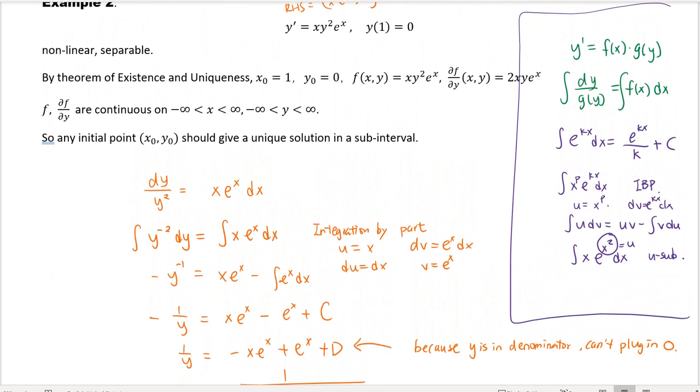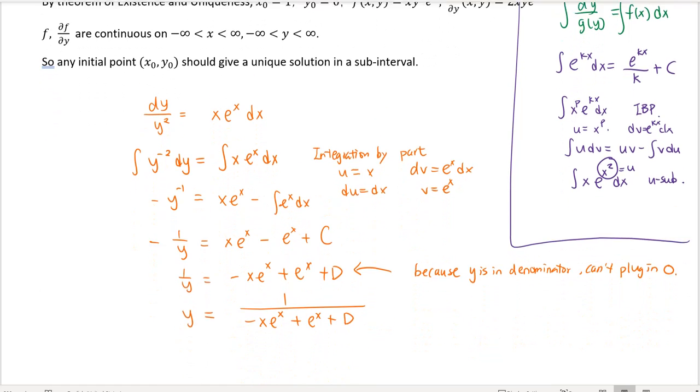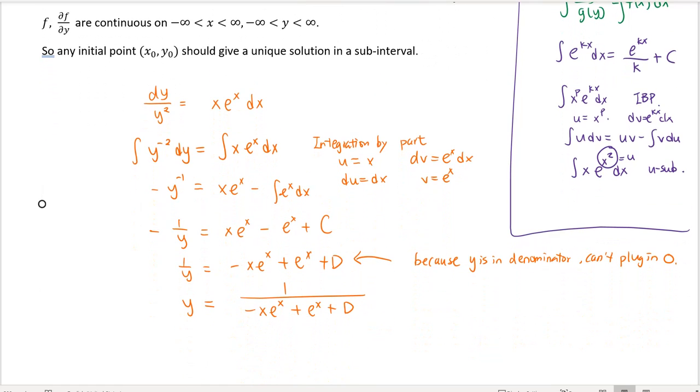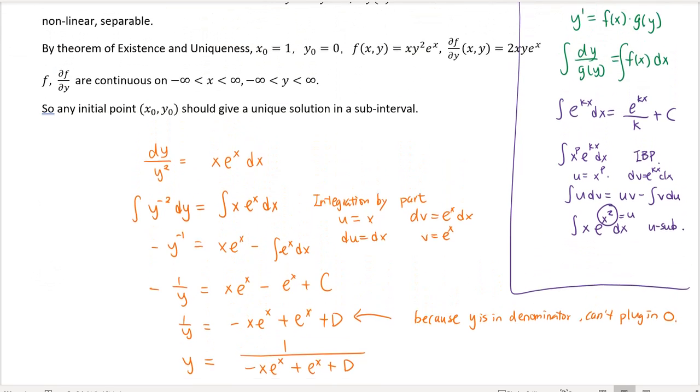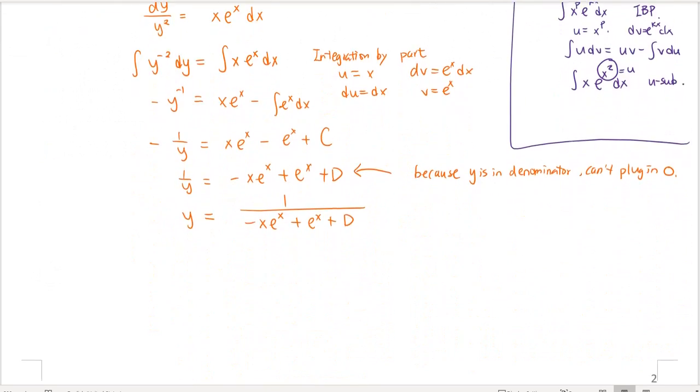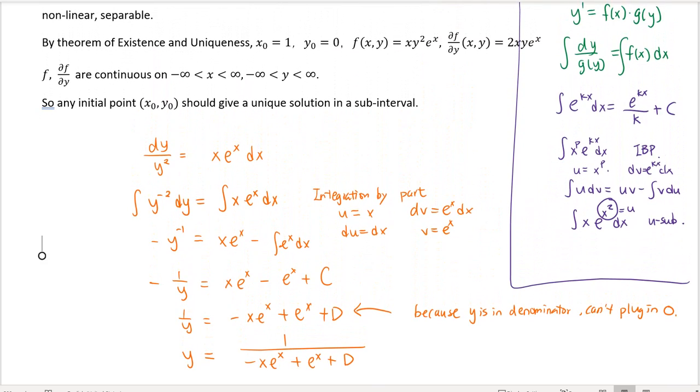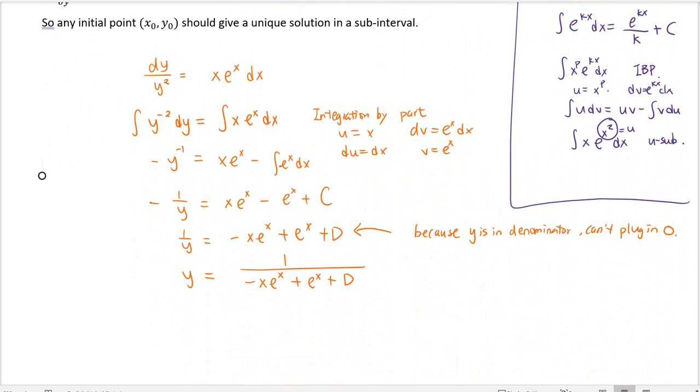Okay. So here, actually, what happened is at the beginning, when you divide by y squared, you are assuming y is not 0. But actually, y equals 0 is the solution. Why? Okay, let me copy down the differential equation. y prime equals x y squared e to the x, right?